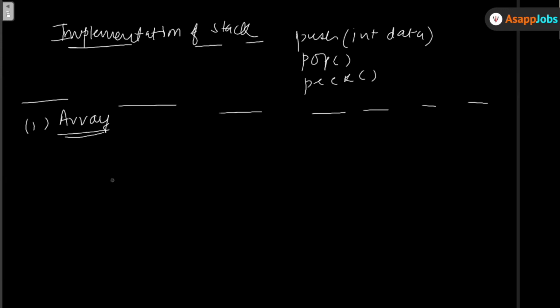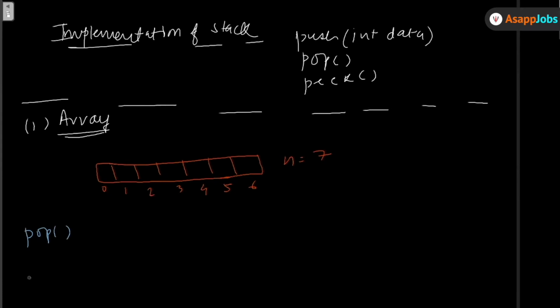So suppose this is an array. Index is 1, 2, 3, 4, 5, 6. Size of the array is 7. Basically I have two operations, pop and push. Suppose initially the first time I am pushing, say, 1. As soon as I push 1, I go and store 1 here. Then I push 2 again, so I put 2 here. Then I push 3 again, I put 3 here.